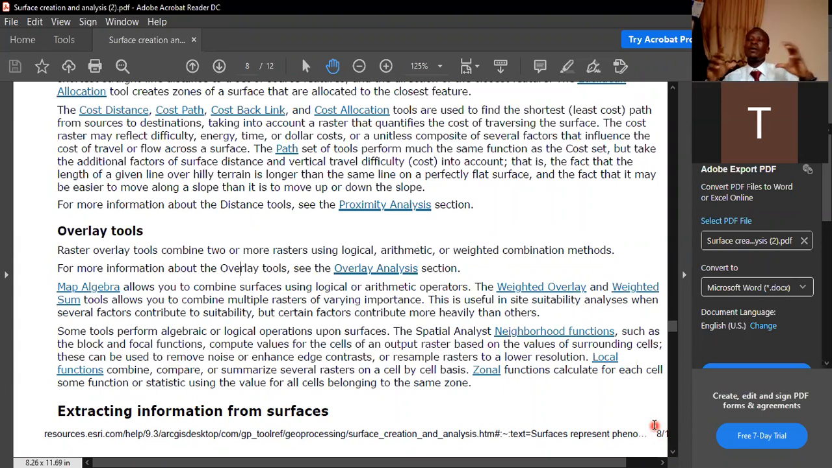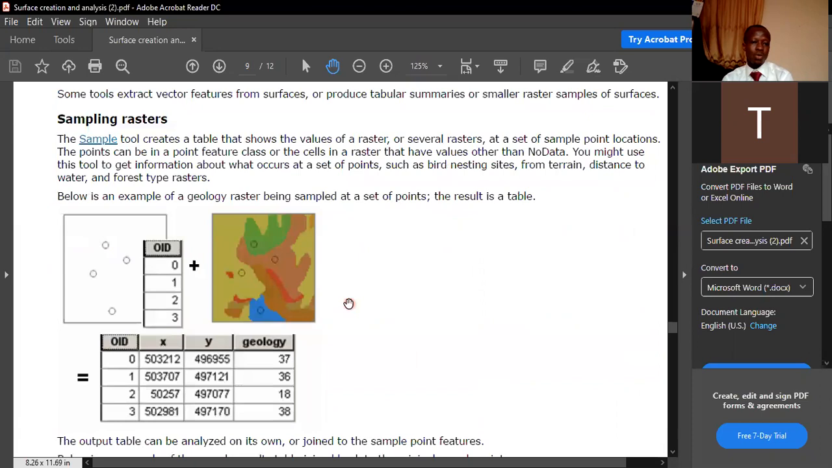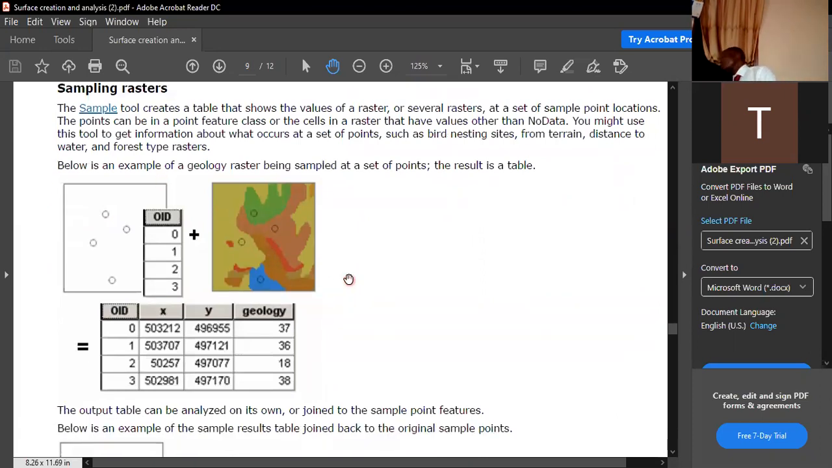The very assumption you should make at the beginning is that the cells are of the same size before you can add 2 rasters. They have to be of the same resolution. So you may have to resample. All right. So yes, we can do a whole lot.